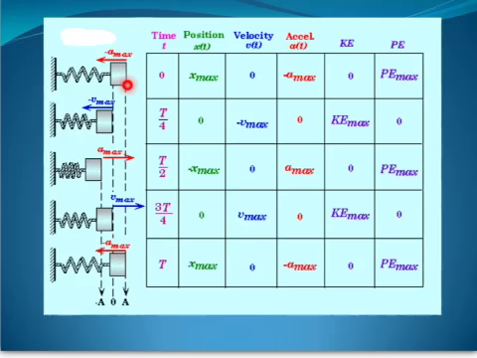And as it goes from there to the equilibrium position, after a quarter of a cycle, the displacement is 0, not stretched at all, but the velocity is at its maximum, moving fastest. Acceleration is 0, and kinetic energy is at its maximum, and no elastic energy, and so on.